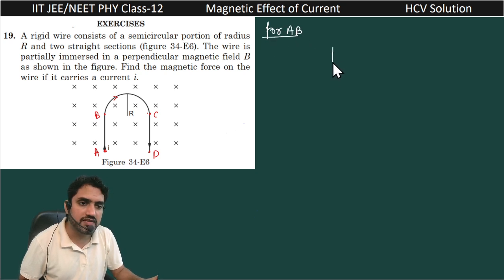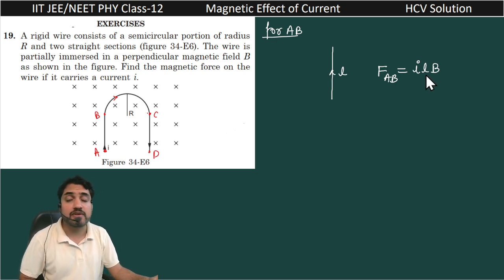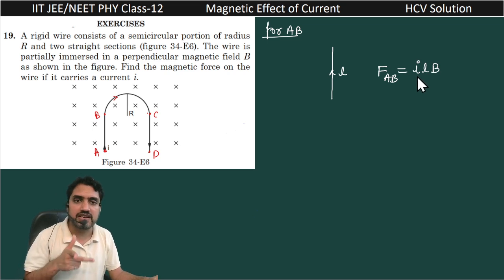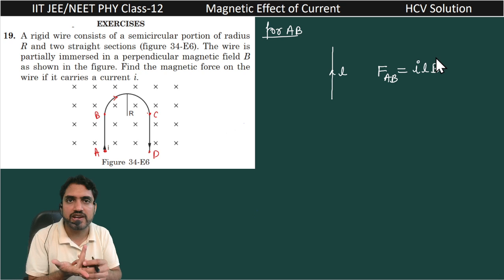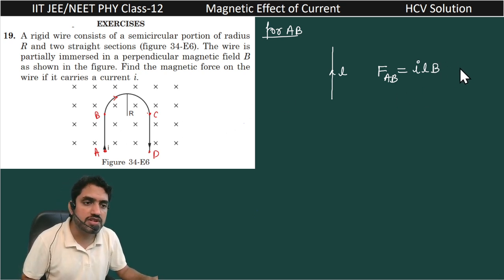Since AB is a straight wire, let us consider length L. So the magnetic force on AB is equal to ILB, because the angle between the magnetic field and the current is 90 degrees. The magnetic field is inward and current is flowing upward, so the force will be in the left hand side direction.